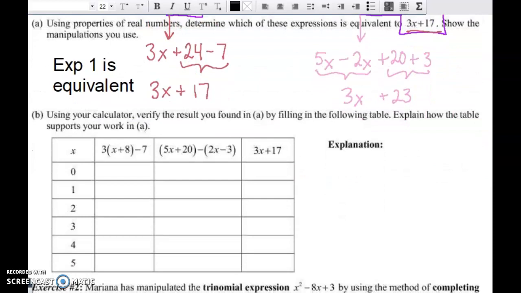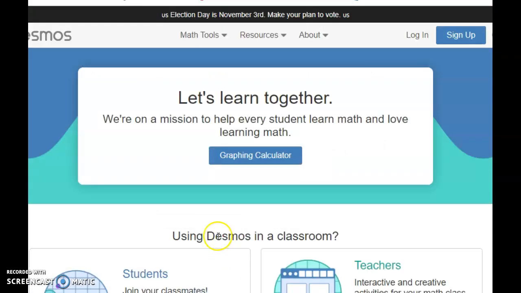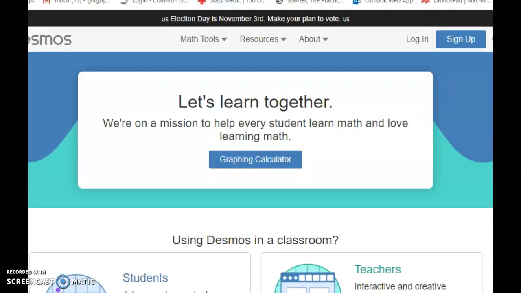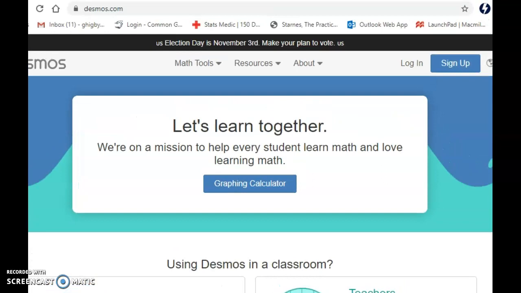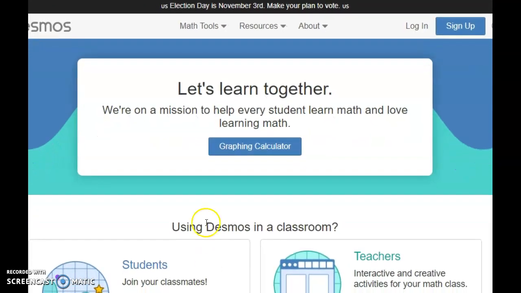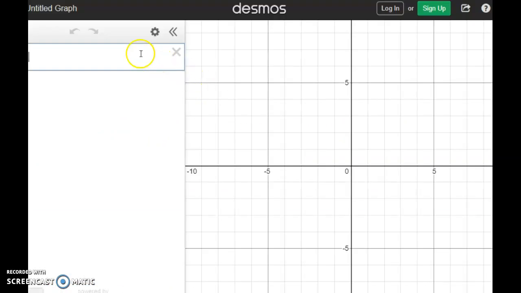Well, what if you didn't understand everything I did? Could you use your graphing calculator, or in my case Desmos, to show that? And the answer is yes. Just go to Desmos.com. Let me show you how I typed it in. Desmos.com, and it'll take you to the graphing calculator. You just click right here, and you can type in the equations as you're given them.